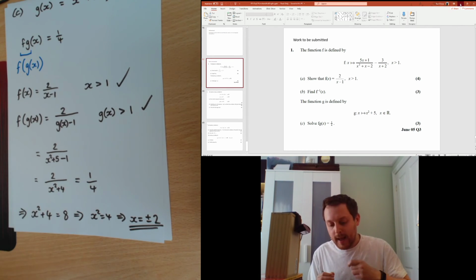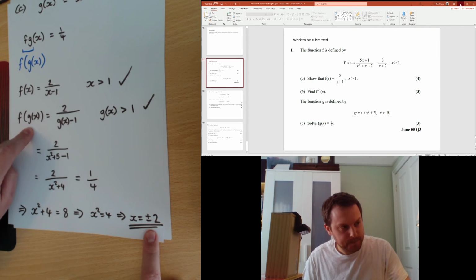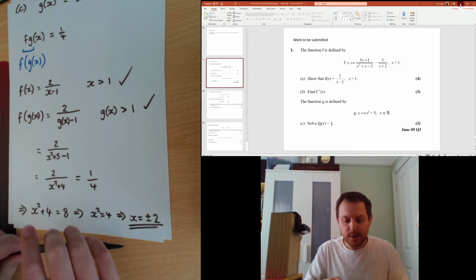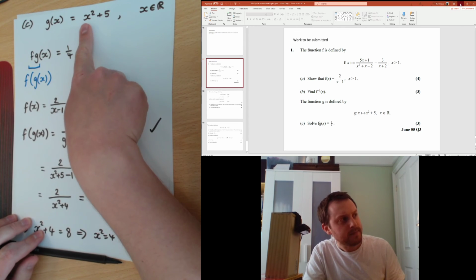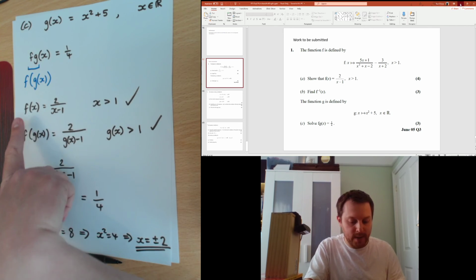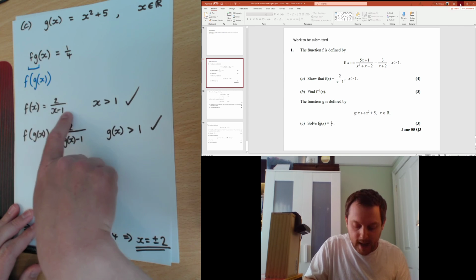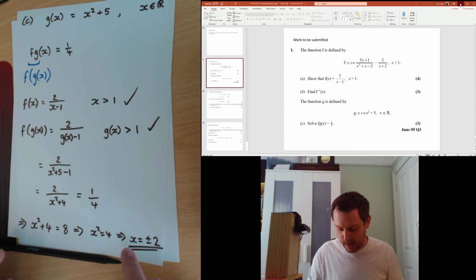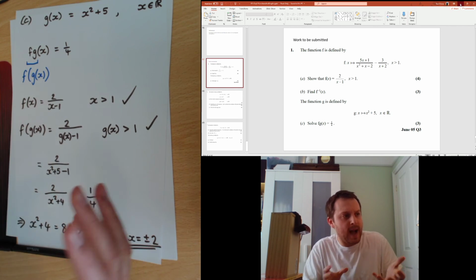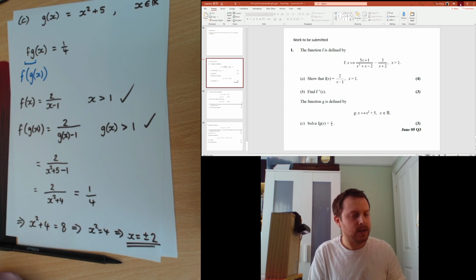Now remember, x is first of all going into g. So x is allowed to be minus 2, because if I do minus 2 squared, I get 4, and then 4 add 5 is 9, and 9 gets to then go into f, right? What would that be? That would be 2 over 8, which would be a quarter, which is what we want. And we can also see that positive 2 being fed first into g, and then the answer getting fed into f would also give a quarter. So this is the final answer to that one.